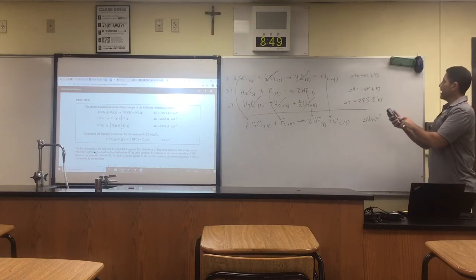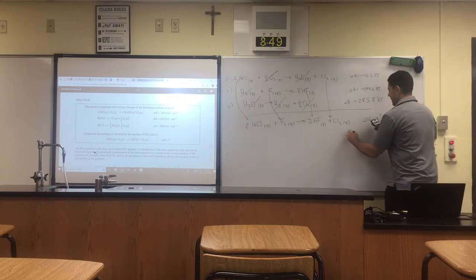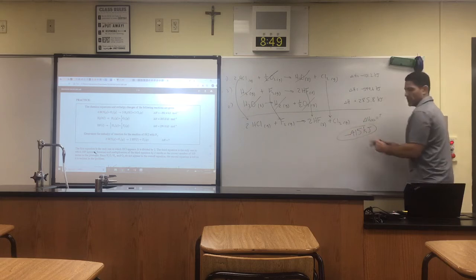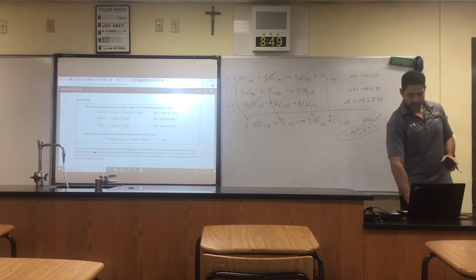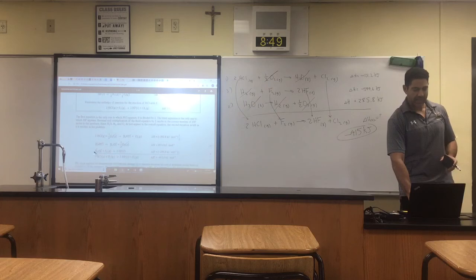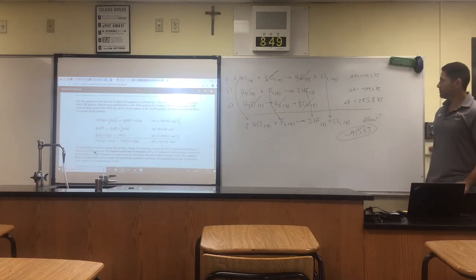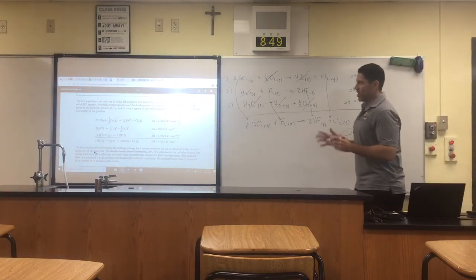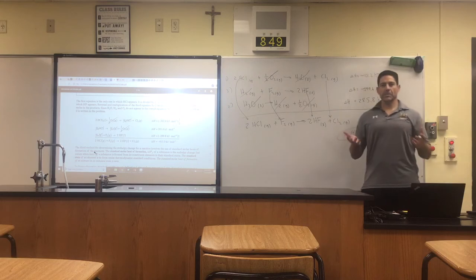Okay, so let's see. I'm going to add the 3, and I got -415 kilojoules. Now this one, the packet does give you the answer here and the explanation, and we did indeed get the correct answer. So basically these are the steps that you're allowed to use.